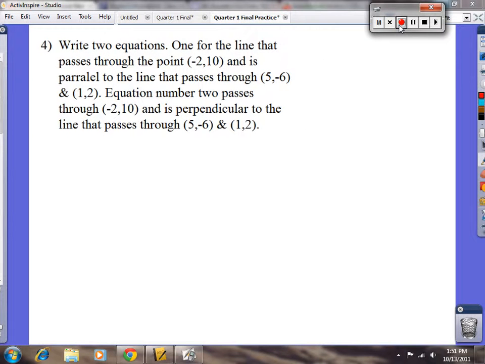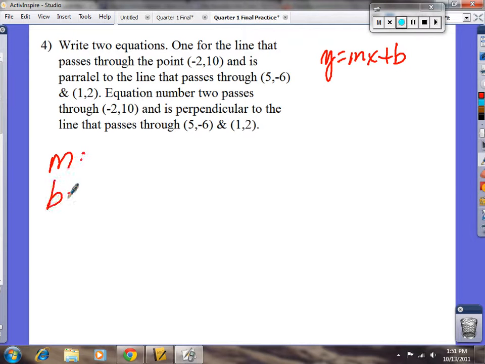Alright, same game plan. Problem number 4. y equals mx plus b. So Savannah, just like Taylor said, pretty much all you're doing is trying to find the m and the b. A slope and a y-intercept. That's it. That's all you need. So here we go. Write two equations.